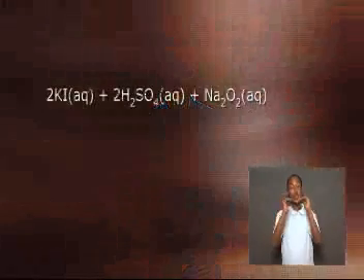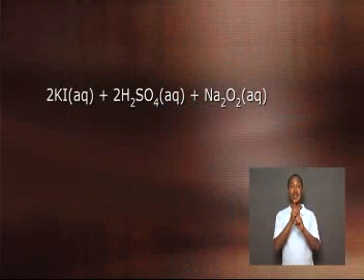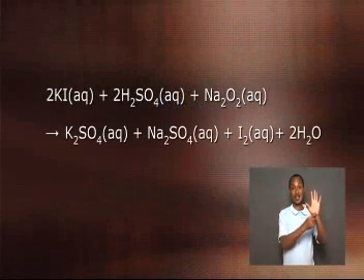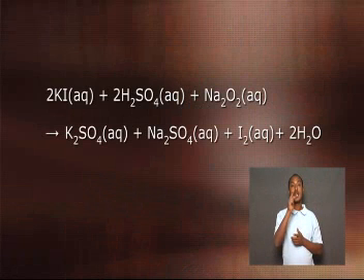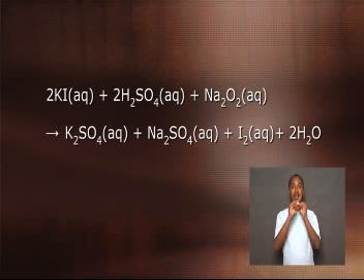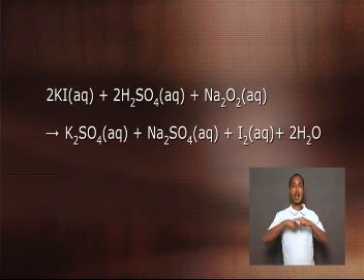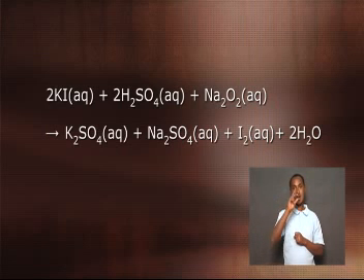Hello again, students. Were you able to balance the chemical equation? Your answer should look like this. Potassium iodide plus sulfuric acid plus sodium peroxide reacts to form potassium sulfate, sodium sulfate, iodine, and water.